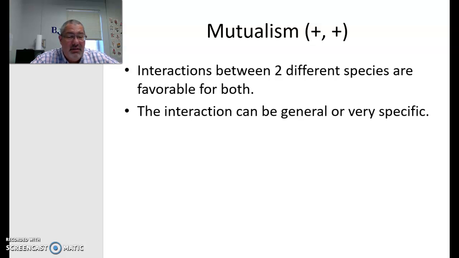lichen is a fungus and an alga that live together and form a lichen body. The fungus provides a shelter for the alga and a source of water and minerals. The alga, by photosynthesis, provides food for the fungus and itself. Other mutualisms can be general. Think animals pollinating flowers or animals dispersing seeds. That's a very general type of mutualism.